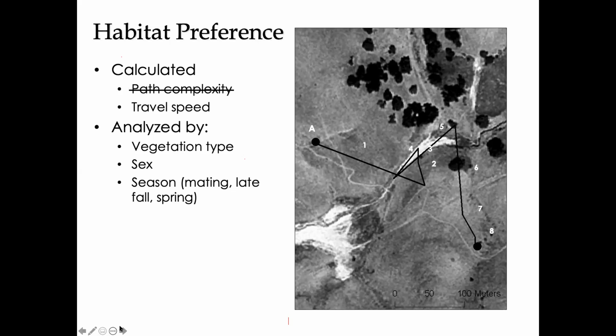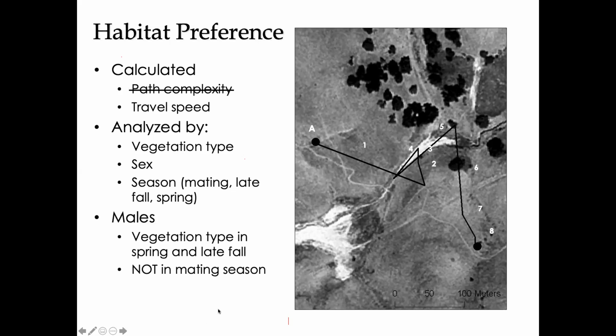Both of the sexes moved faster during the mating season and the spring, but only the males showed any kind of difference in their travel speeds between different vegetation types. And they showed these differences in the spring and late fall. So even though they did show different preferences, the individuals also had different preferences. Even though they used certain habitats more than others, different animals preferred different habitat types, depending on where their home range was.